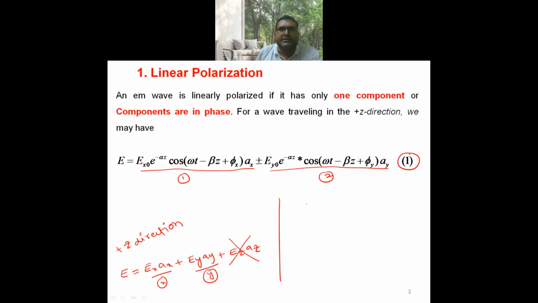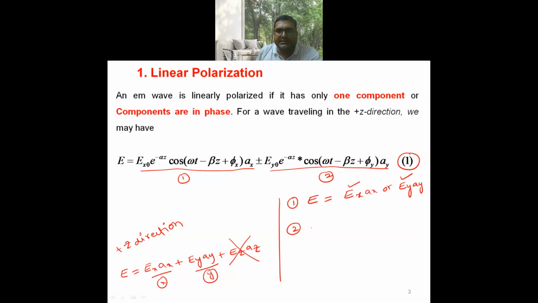In two situations, the electromagnetic wave is linearly polarized. In the first situation, the electric field has either only an X component or only a Y component. In this situation, the electric field is linearly polarized. If the electric field has only an X component, then it is X polarized. And if the electric field has only a Y component, then it is Y polarized.